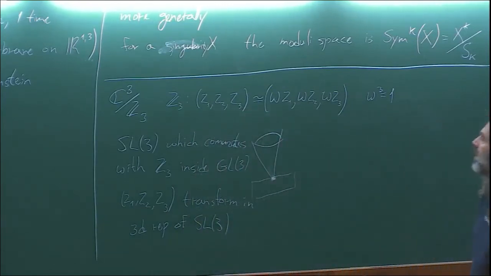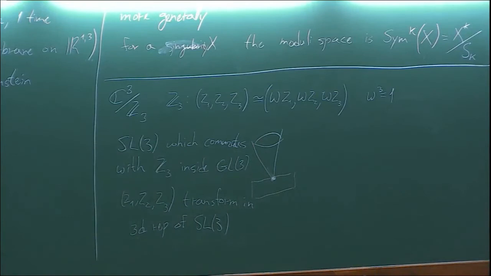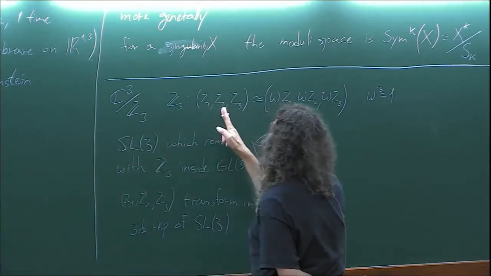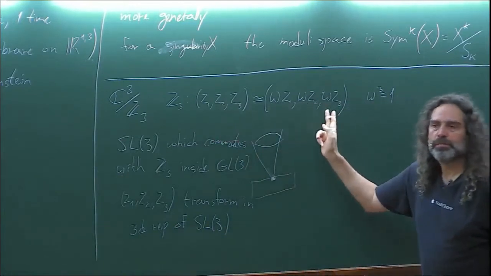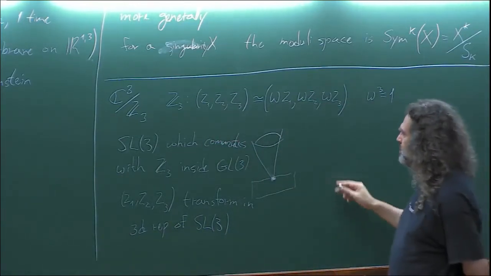But I'm looking for invariants. So can I construct invariants? At linear order, there are no invariants because the coordinates are mapped to themselves by a phase. So I lost the invariants. At quadratic order, I can take a product, but again, it's going to transform. The first invariant that I will have is cubic.